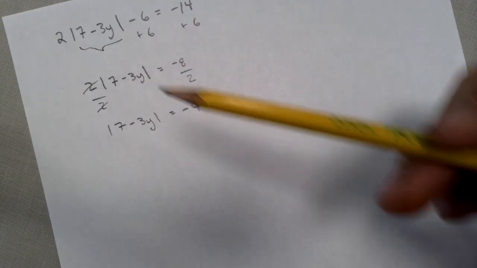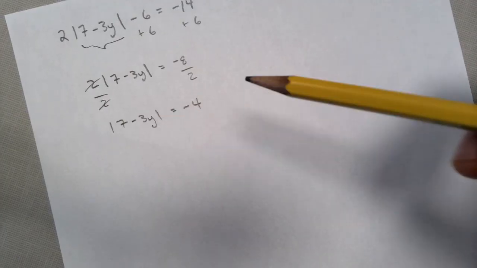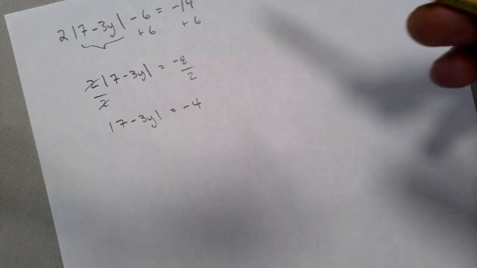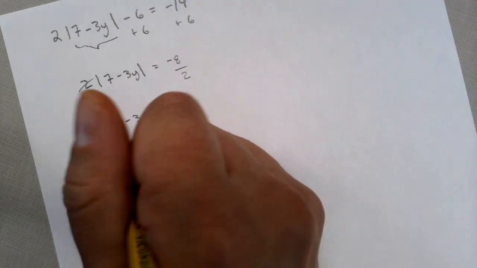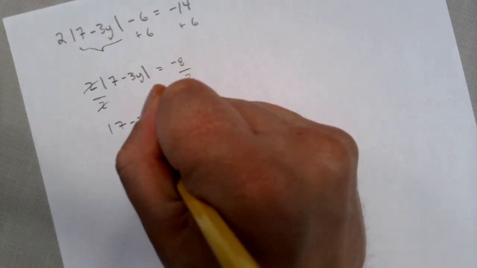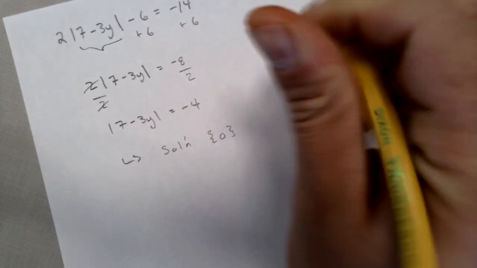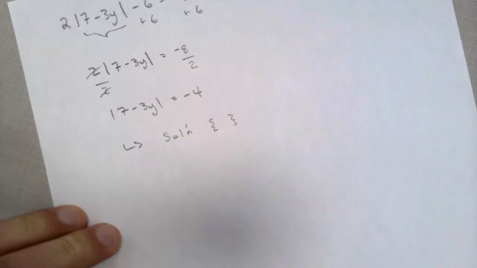So here we can see that we have the absolute value of something equal to a negative number. And absolute value is the distance from 0 on a number line, so it can never be negative. Okay? So this means that our solution to this equation is the empty set. Oh, no 0 in there. Just curly braces with nothing inside.